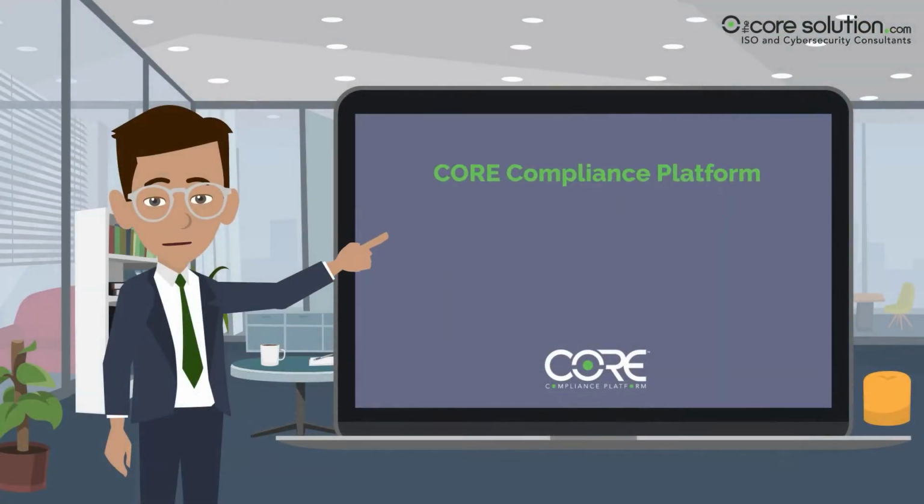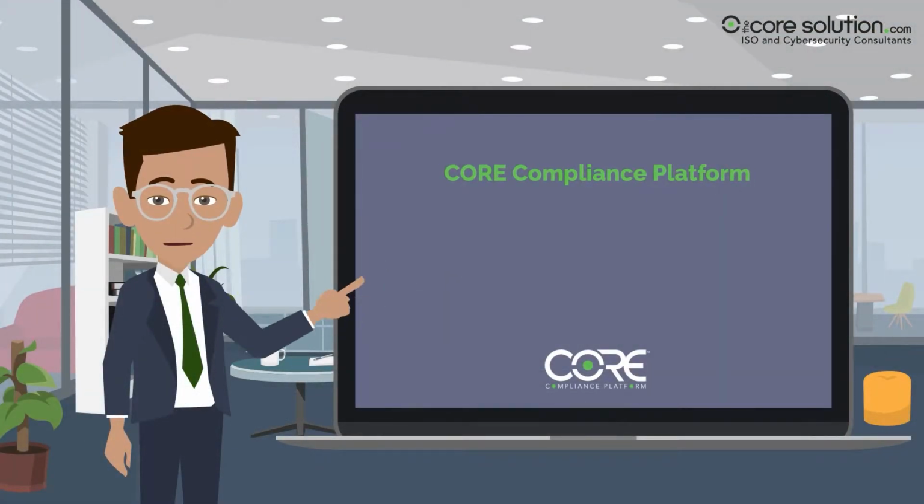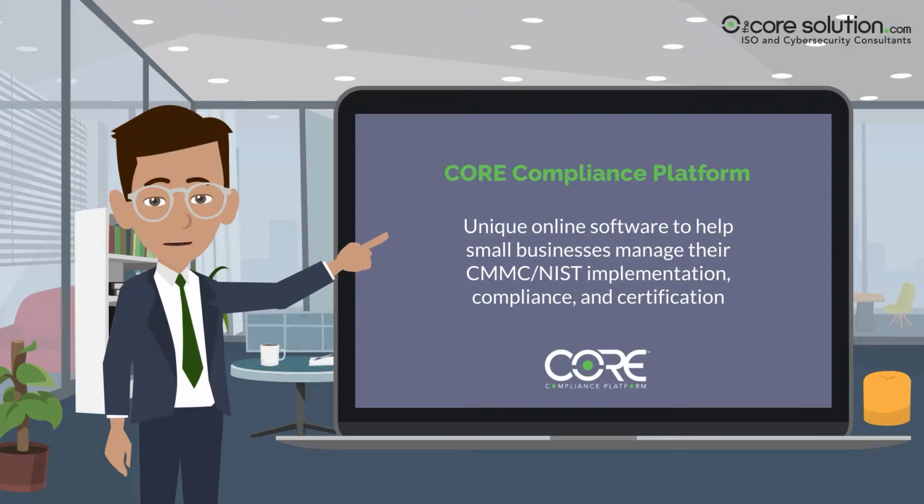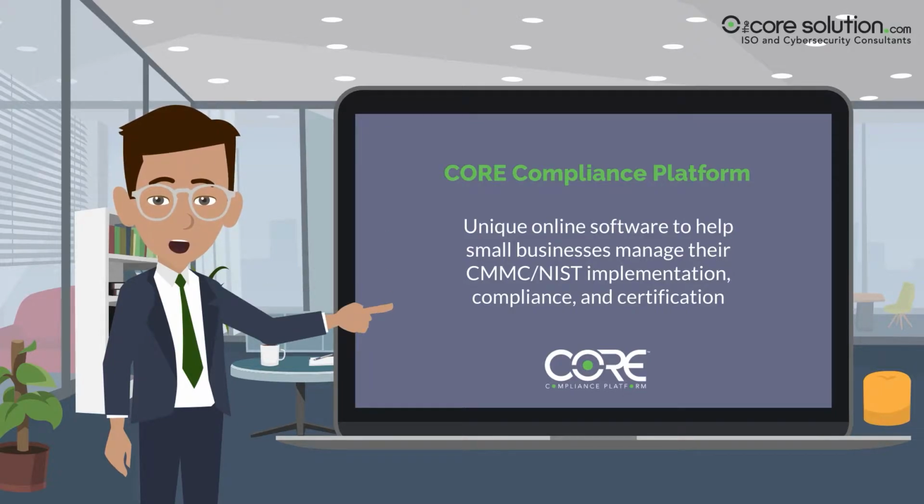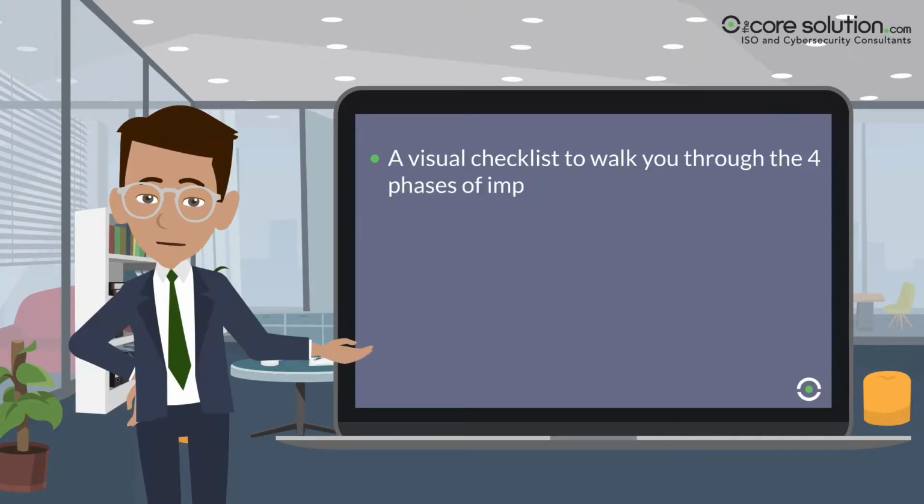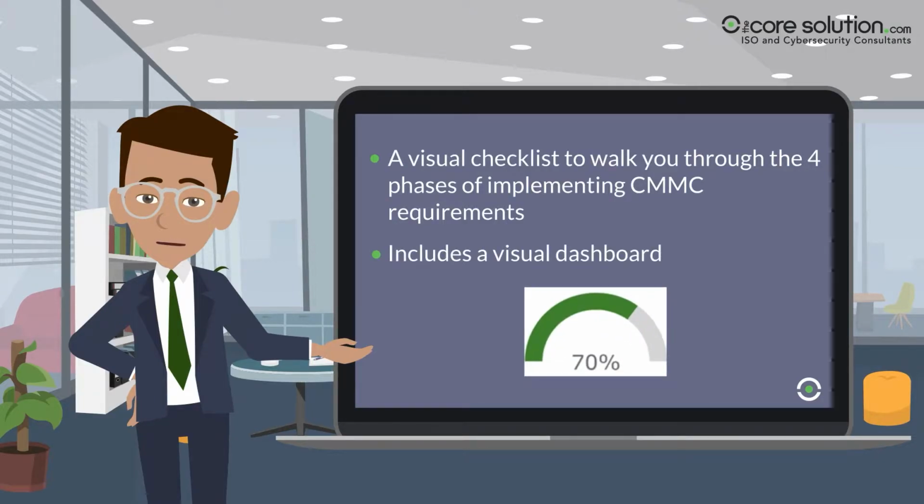Core Compliance Platform, called Core for short, is a unique online software designed to help small businesses manage their CMMC NIST implementation, compliance, and certification. Core provides a visual checklist that walks your organization through the 4 phases of implementing the CMMC requirements. The system includes a visual dashboard so that you know your progress at any time.